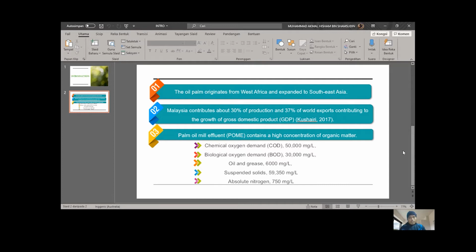Palm oil mill effluent, or well known as POME, contains a high concentration of organic matter such as chemical oxygen demand, which is 50,000 mg per liter, biological oxygen demand (BOD) 30,000 mg per liter, oil and grease 6,000 mg per liter, suspended solids 59,350 mg per liter, and ammoniacal nitrogen 750 mg per liter.